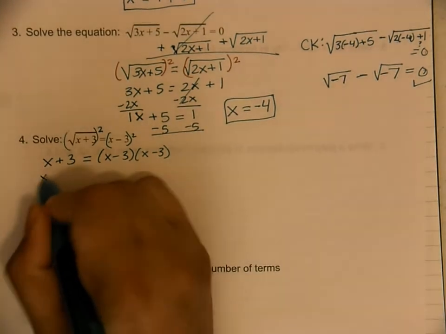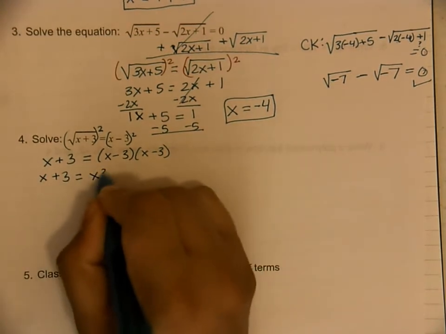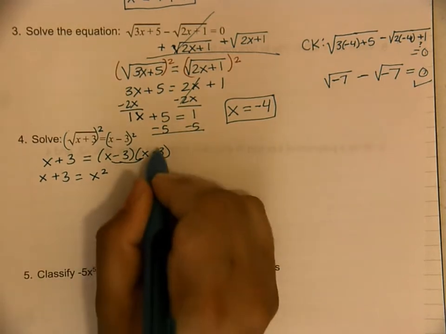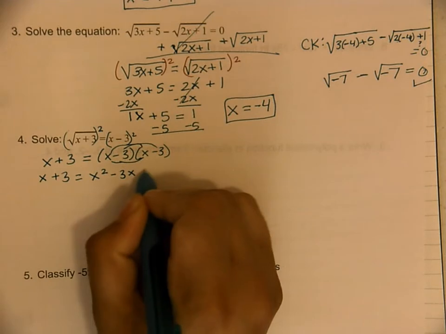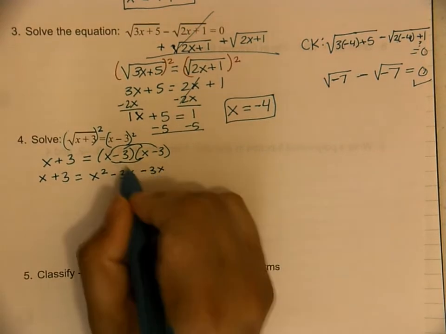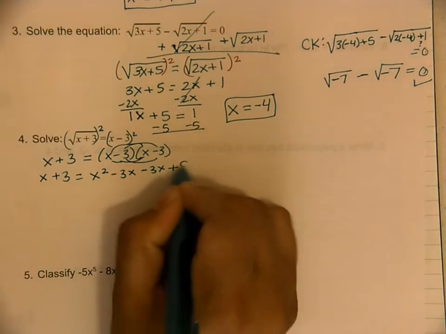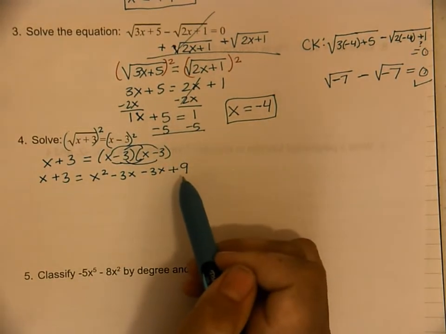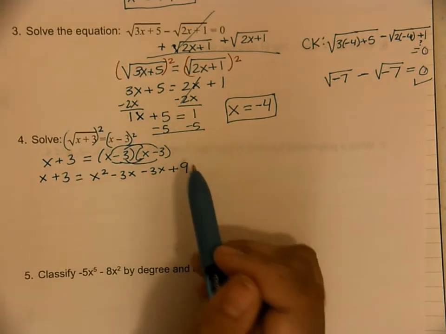So the left side stays the same, but now the right hand side would be x squared, because you could do FOIL, x times x. Outer would be a negative 3x. Inner would be a negative 3x again. And finally, our last terms would be positive 9, because negative 3 times negative 3 is a positive 9, which again, you could have used the box instead. I'll show you the box on a future problem.